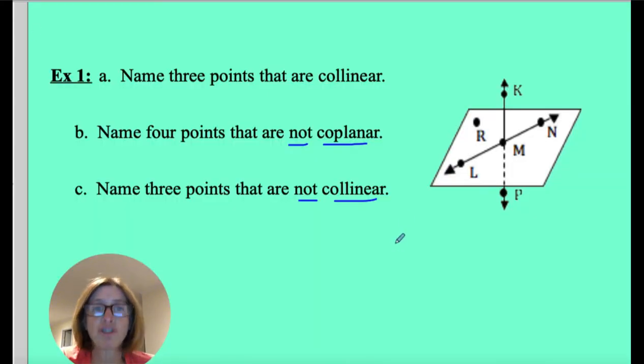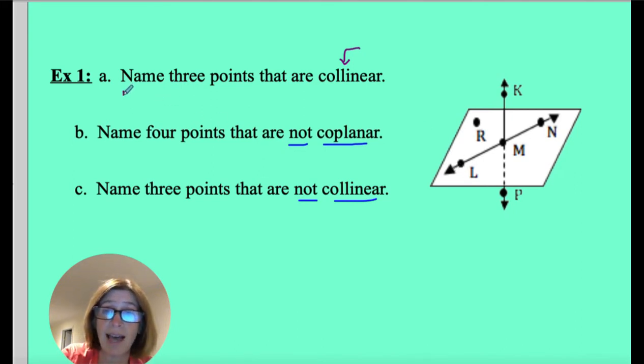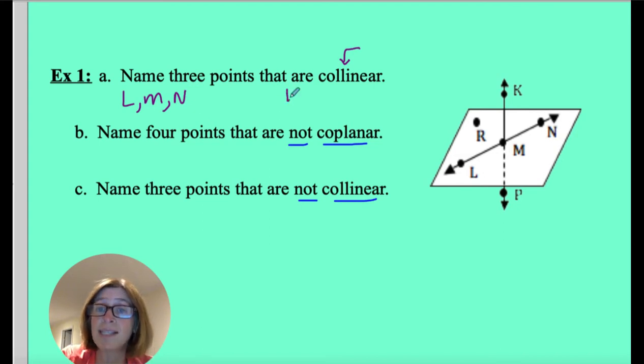All right, so now let's try and put this all together. We want to name 3 points that are collinear. So that means collinear means they are on the same line. So if we look at this, we have a bunch of different points. We could say that L, M, and N are collinear. We could say points K, M, and P are collinear because they lie on the same line.